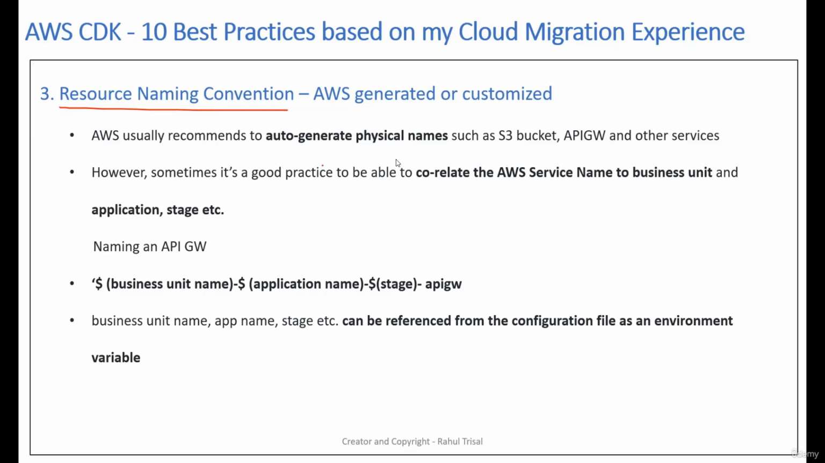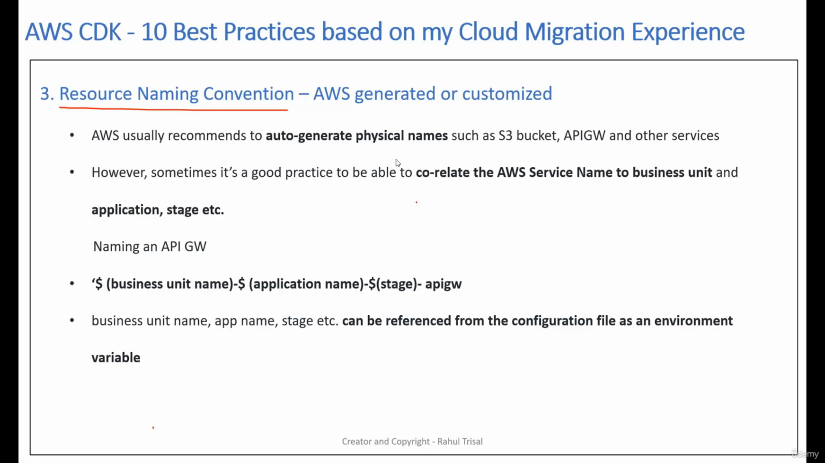And the reason is that say you hard code the value and you run it in the dev environment. So you create an S3 bucket. Then when you move to production, and if you use the same hard coded value, there's going to be a conflict because S3 bucket has to be a globally unique name. So that's why AWS recommends that you use AWS generated physical name for an AWS service.